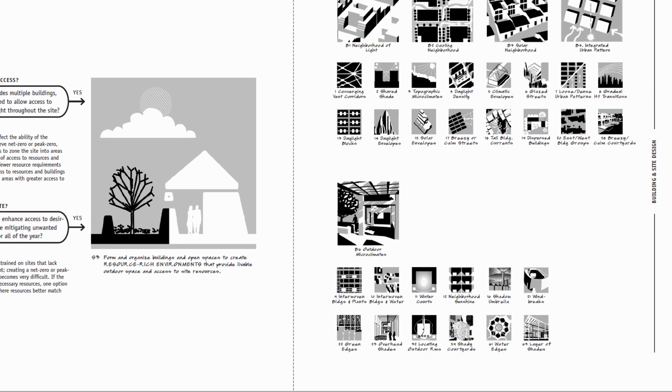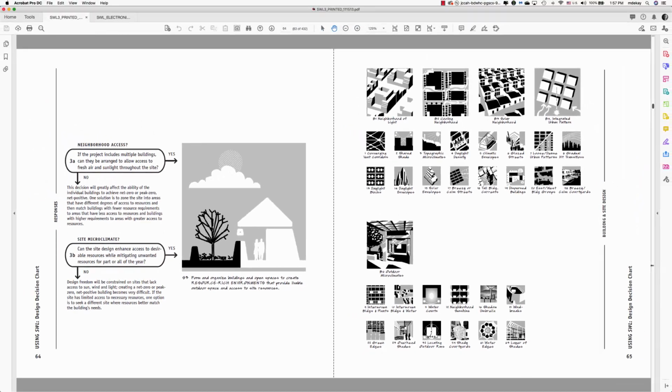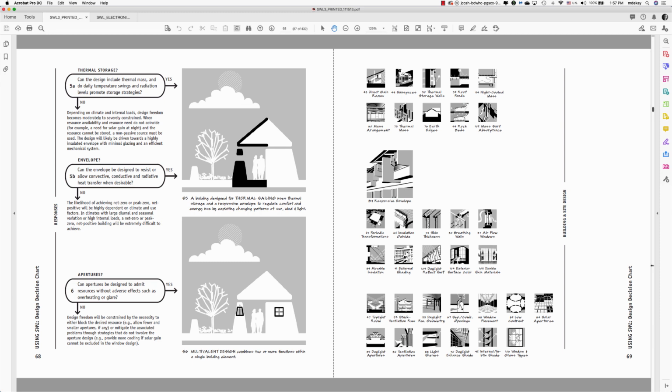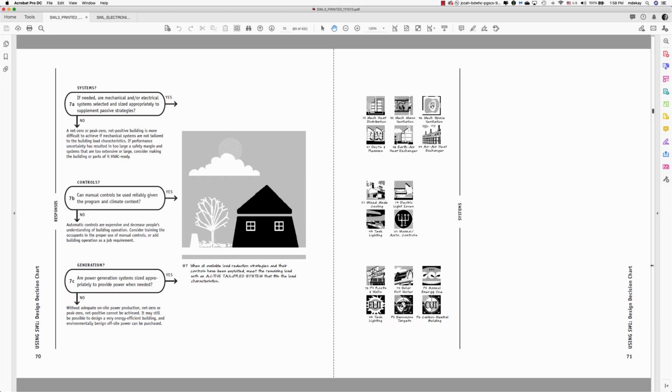So it gives you a kind of conceptual linkage for how different kinds of themes dealing with different content and scales are linked together and related in Sun, Wind, and Light. And this moves you through a series of questions, which basically goes from trying to understand the problem, moving through the site, building, and then down into the element scales, and eventually into apertures, thermal storage envelope, and then down into systems and controls and green power.